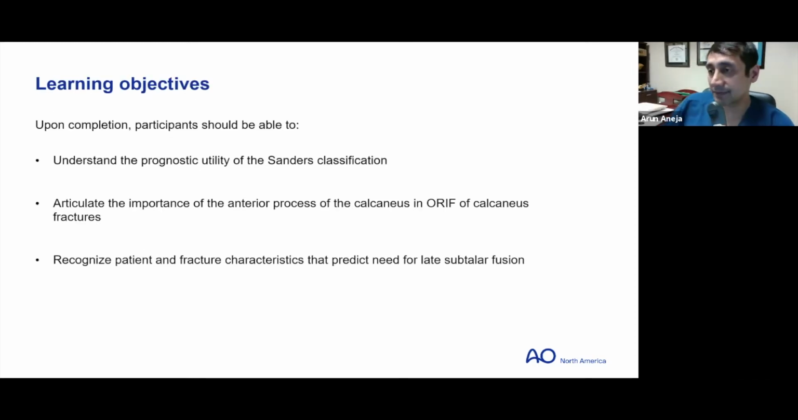The learning objectives for tonight's webinar are to understand the prognostic utility of the Sanders classification, articulate the importance of the anterior process of the calcaneus in open reduction internal fixation of calcaneus fractures, and recognize patient and fracture characteristics that predict need for late subtalar fusion.